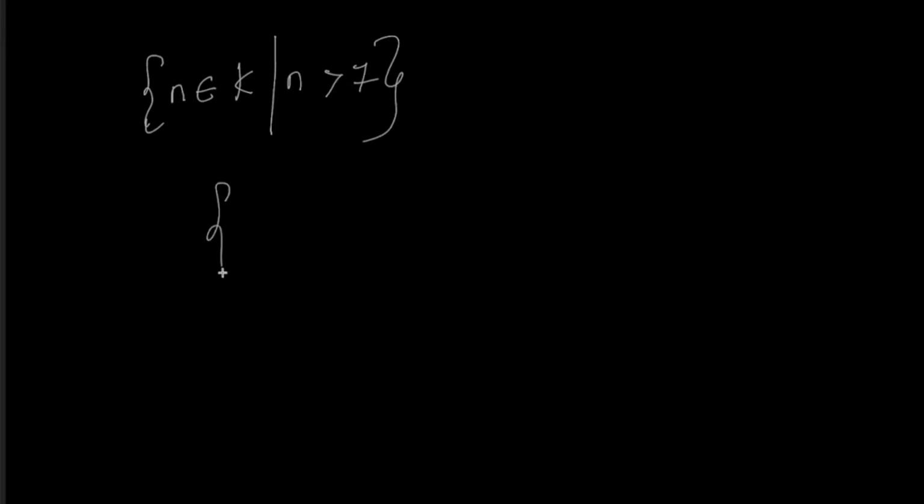If I give you something like this now, I say, okay, this time N is an element of K such that N is greater than 7. I said, okay, build the set from this place. To build this type now, I will simply say 8, 9, 10, 11, and so on and so forth.